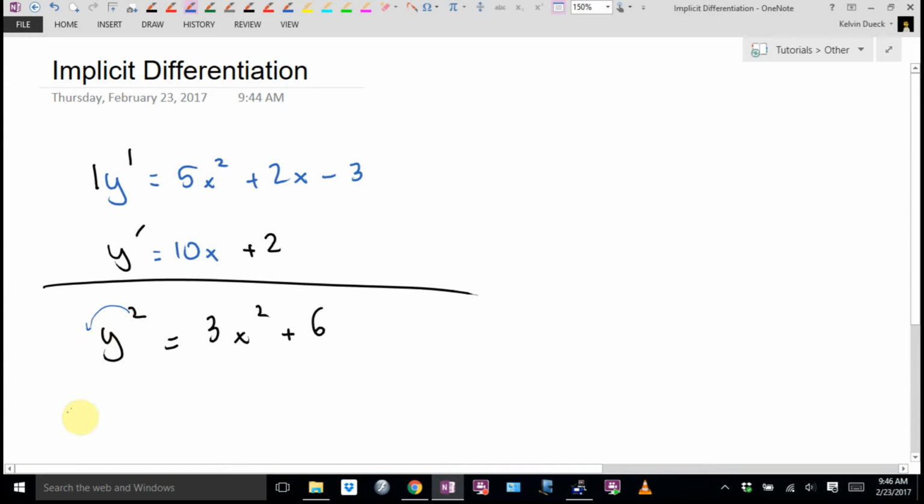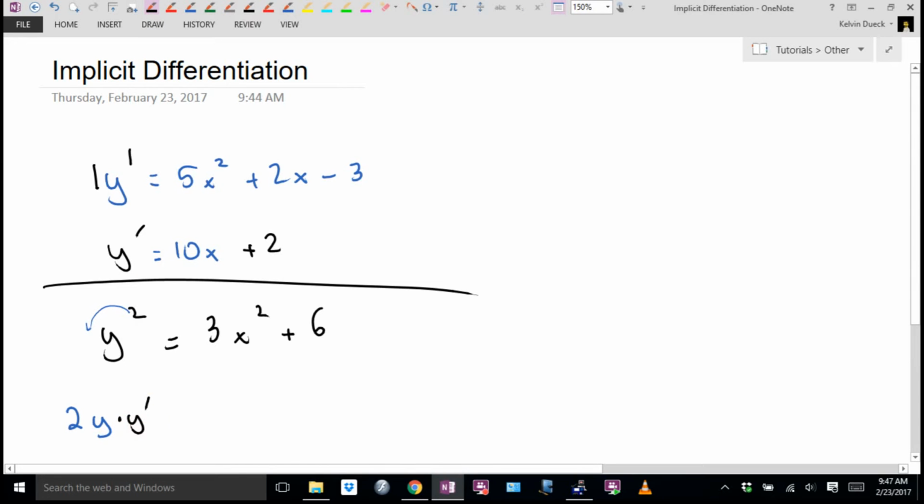Move the exponent down to the front, subtract 1 from the exponent, rewrite what's inside. Now I'm going to delete that 1 because it looks too much like a prime symbol and I don't want to get it confused. Times the derivative of what's inside the brackets. What is inside the bracket? A y. There's no bracket, but what's sitting there is a y. What's the derivative of y? Y prime. Okay? Derivative of x is 1. What's the derivative of y?